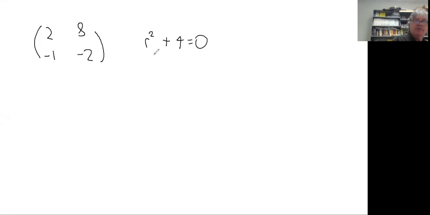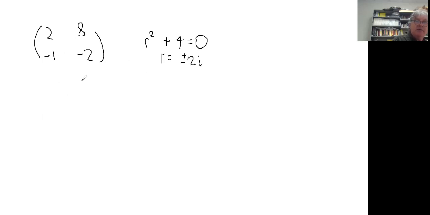And so you had something like this. In number 6, we had the matrix [2, minus 2; 8, minus 1]. And so its characteristic polynomial is r squared. The trace is 0, so there's no r term. And the determinant is 4. So it's r equals plus or minus 2i.